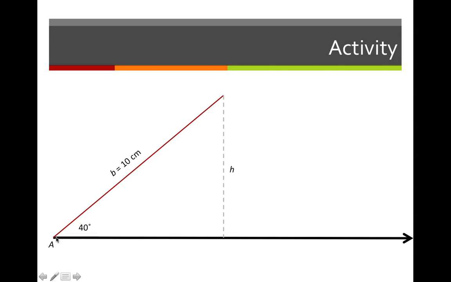So this is what it should look like. Here's our A that we're labeling for the vertex of the angle. The 10 centimeters here is now our side B. And then from the free endpoint, perpendicular down to our black ray that was given to us, that's the dotted line that we're supposed to draw in, and we're labeling that H because it represents the height.